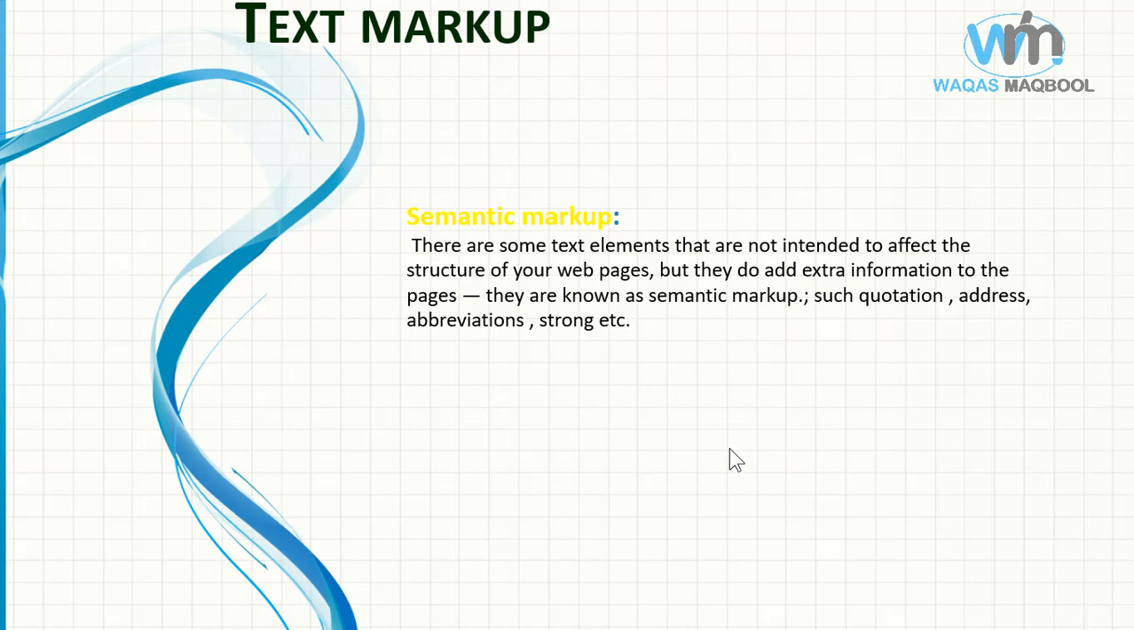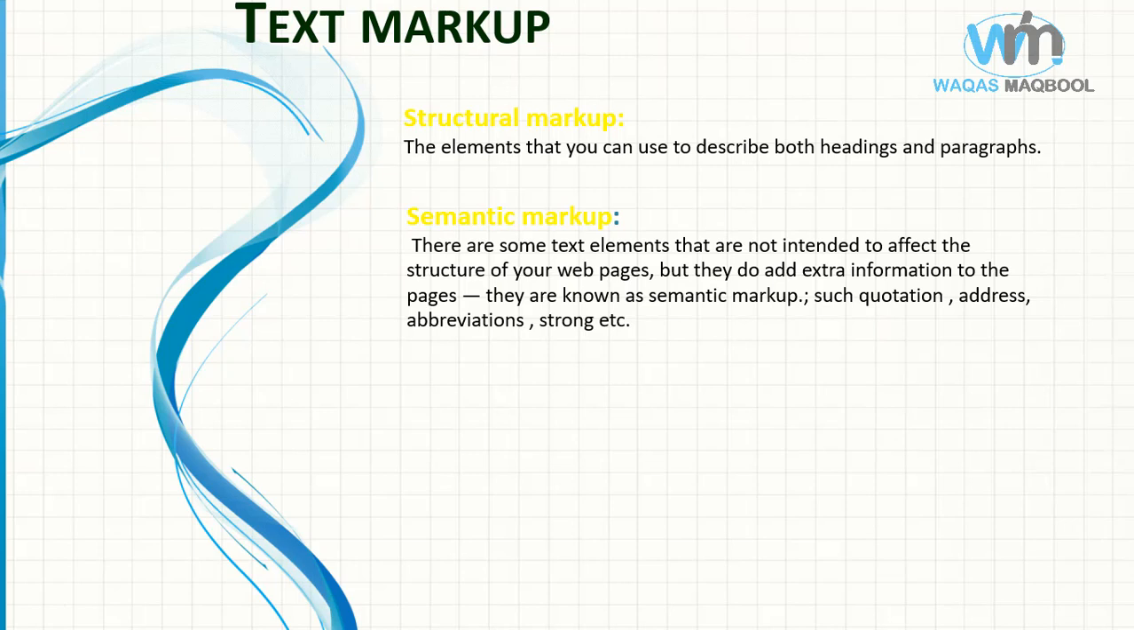Semantic markup is the markup which does not affect the structure of a page, but it adds information to your page. For example, we add the quotation or the abbreviation. So this is the semantic markup. The second one is the structural markup. The structural markup is the element that you can use to describe both headings and paragraphs. This is the text markup.